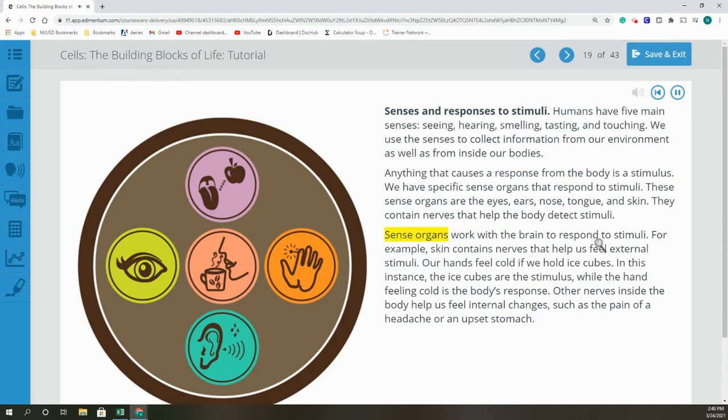For example, skin contains nerves that help us feel external stimuli. Our hands feel cold if we hold ice cubes. In this instance, the ice cubes are the stimulus, while the hand feeling cold is the body's response. Other nerves inside the body help us feel internal changes, such as the pain of a headache or an upset stomach.